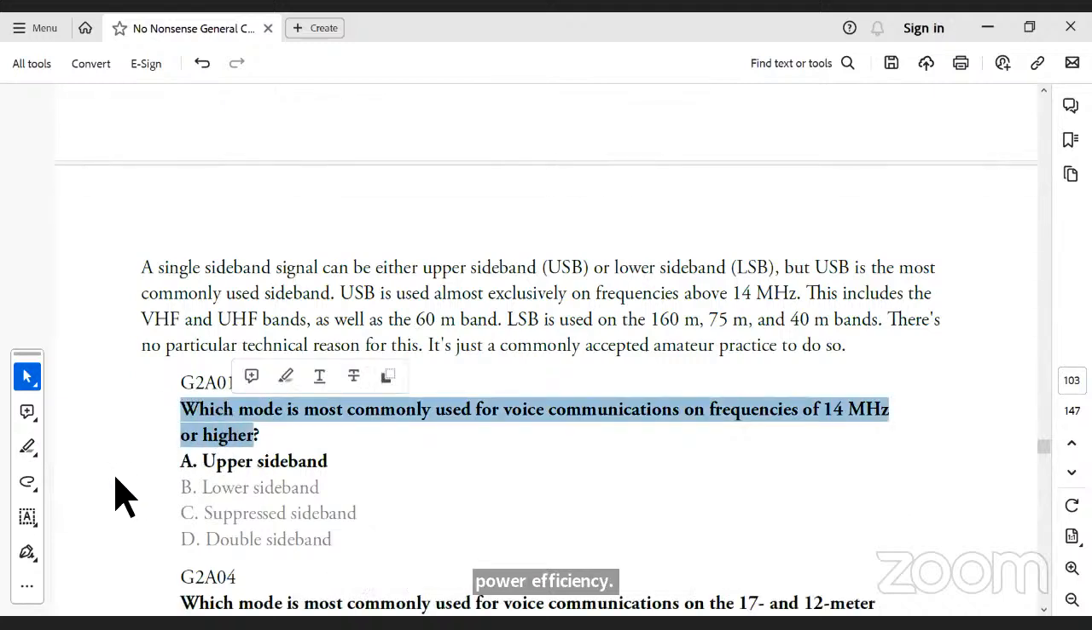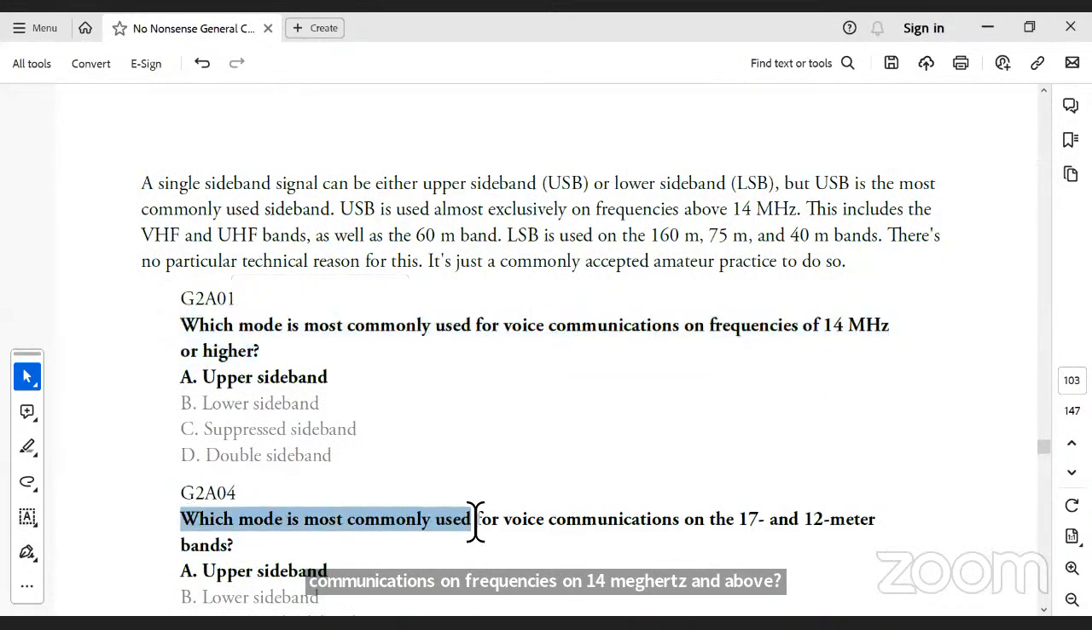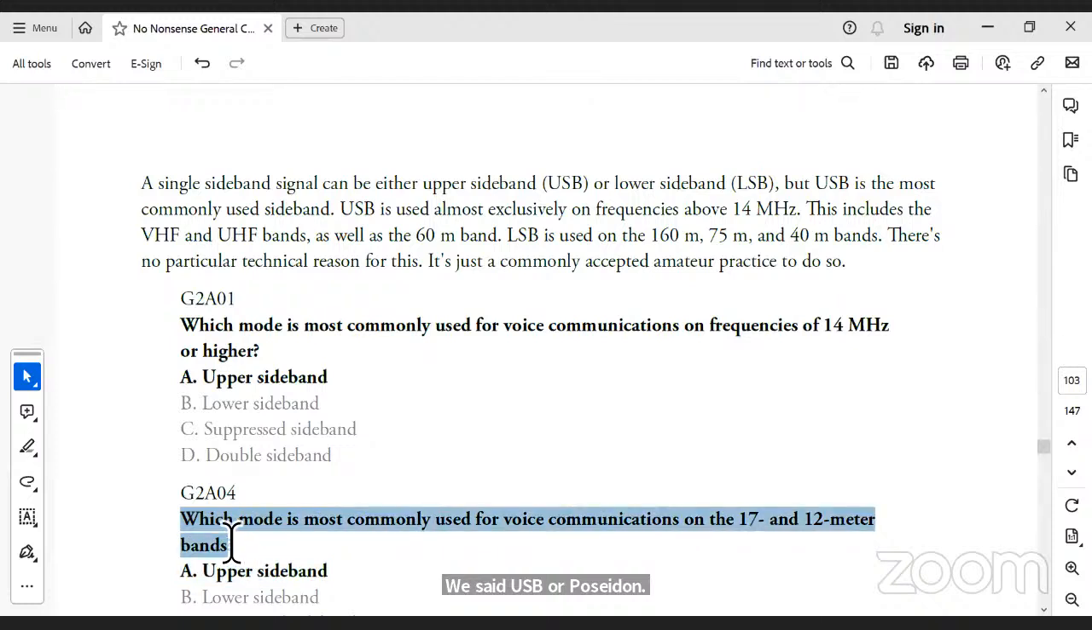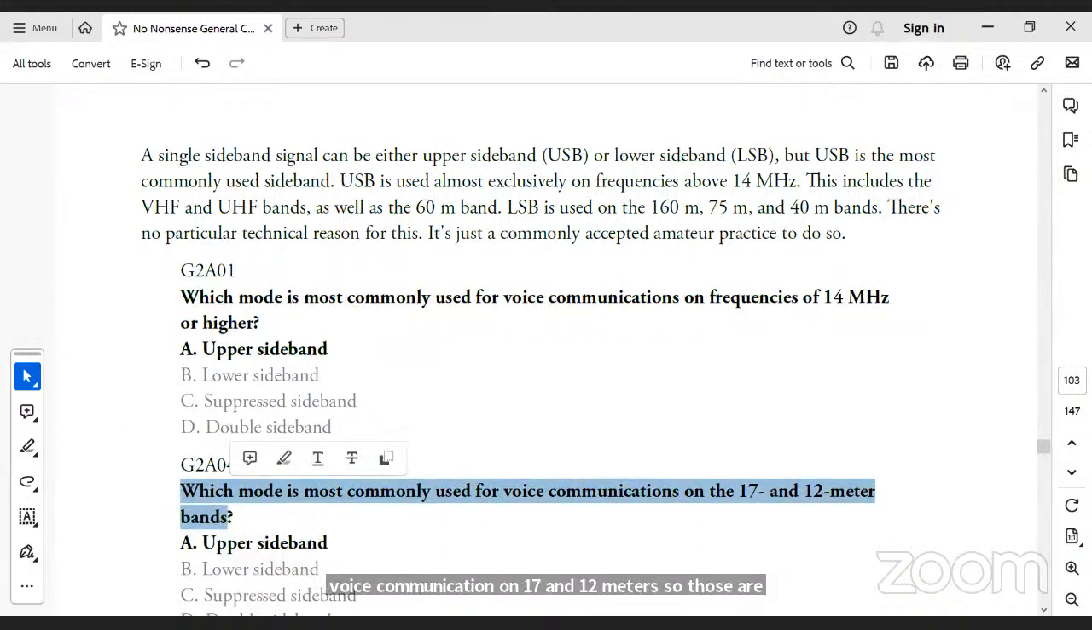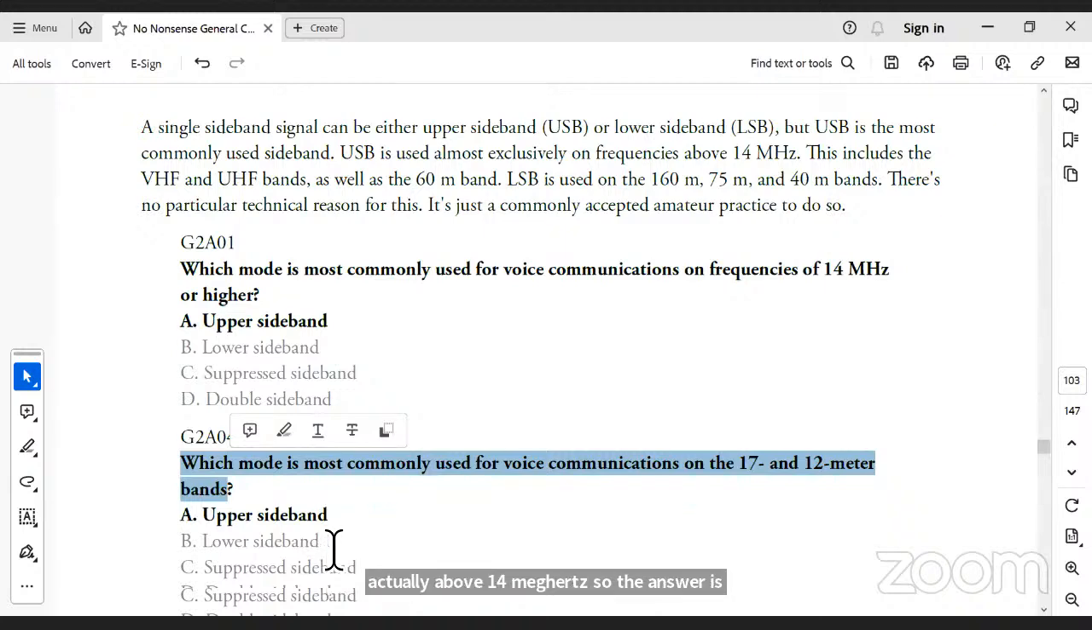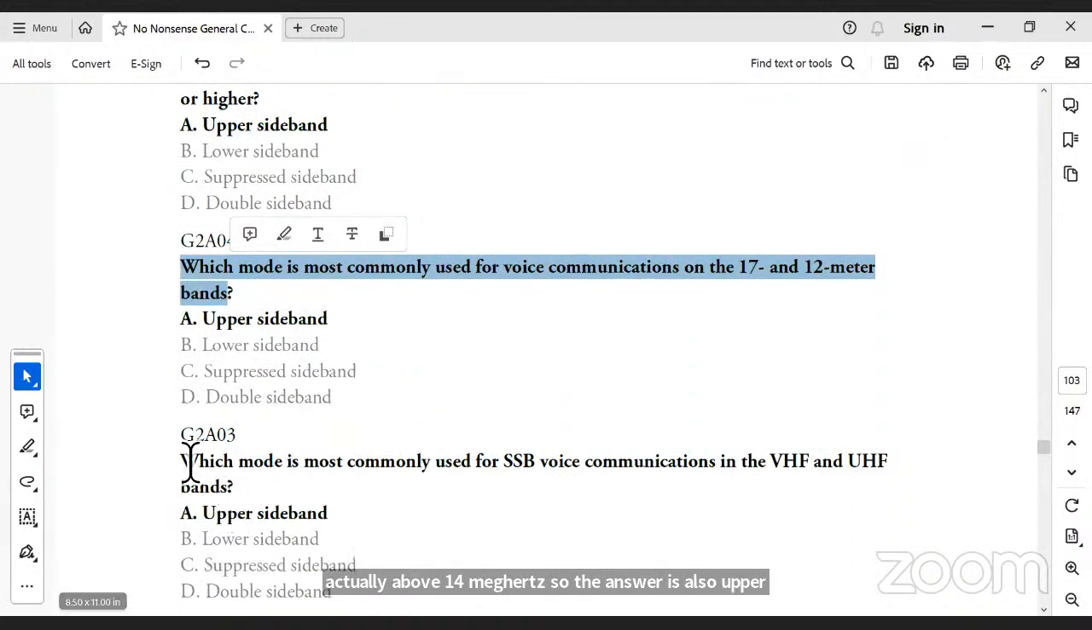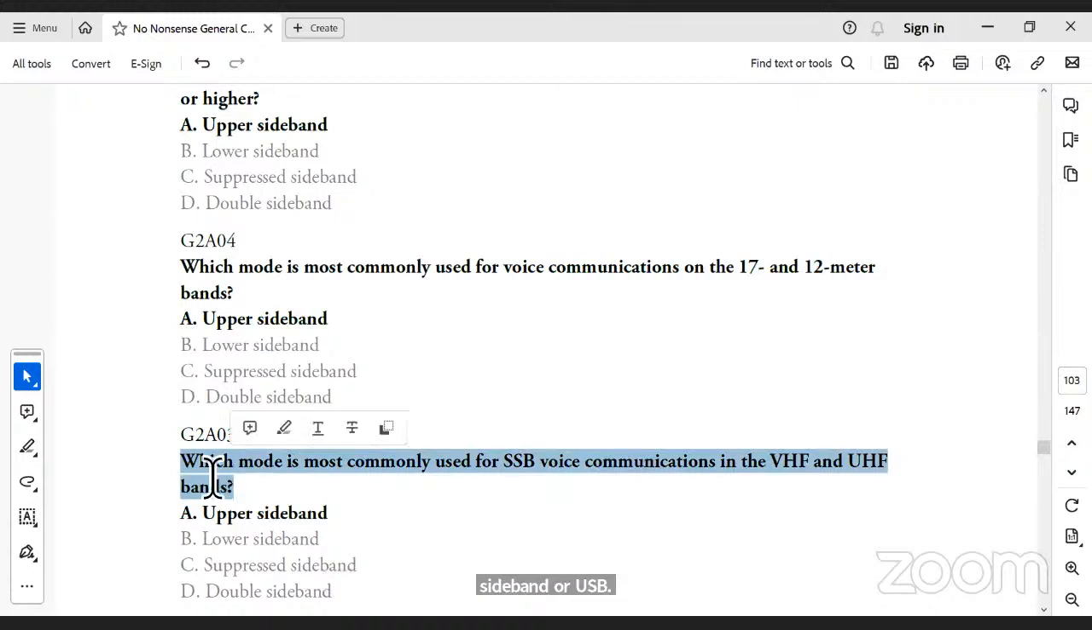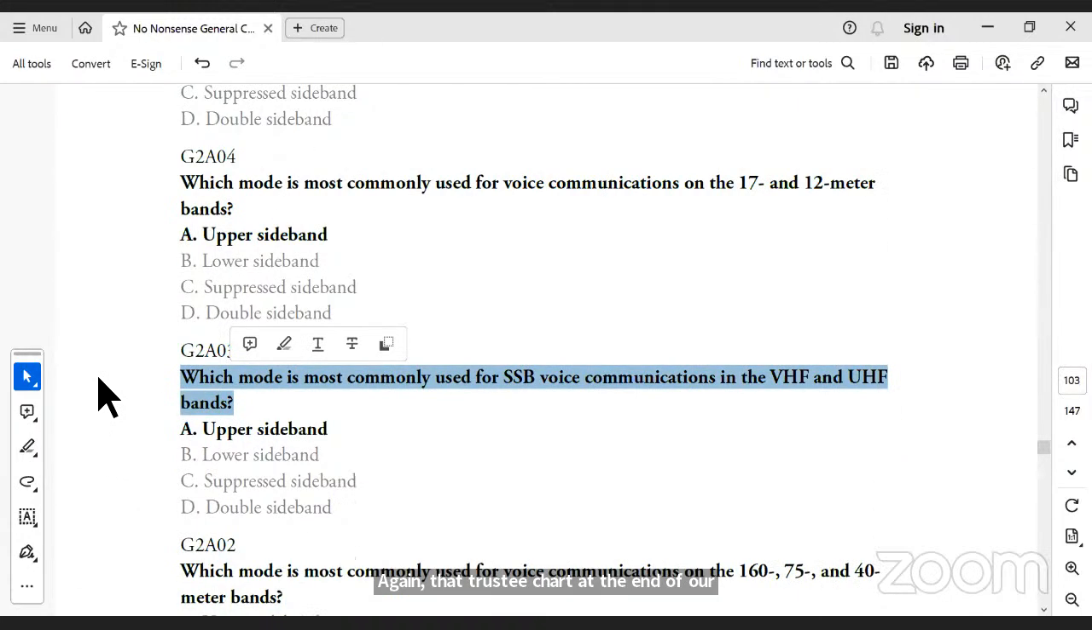Okay, which mode is most commonly used for voice communications on frequencies on 14 megahertz and above? We said USB or upper sideband. Which mode is commonly used for voice communication on 17 and 12 meters? So those are actually above 14 megahertz. So the answer is also upper sideband or USB. Again, that trusty chart at the end of our slide deck will put all of that into context and you'll be able to refer to it until again it becomes second nature.